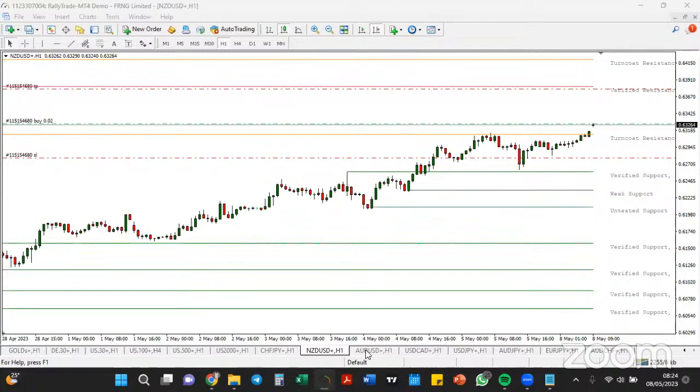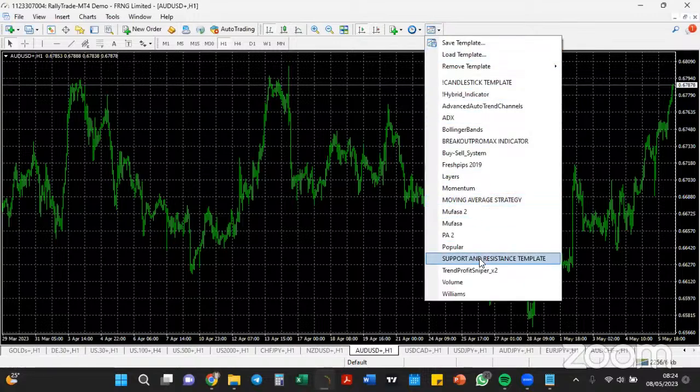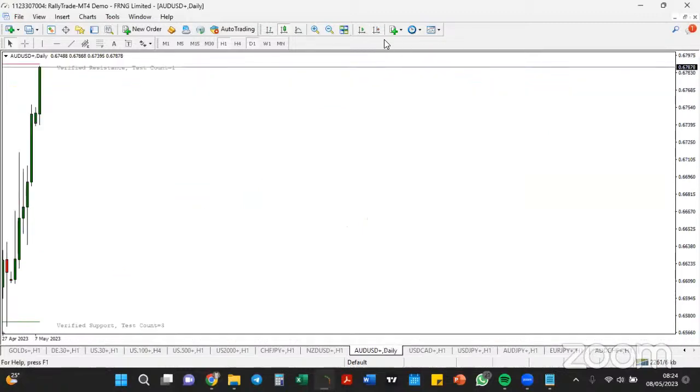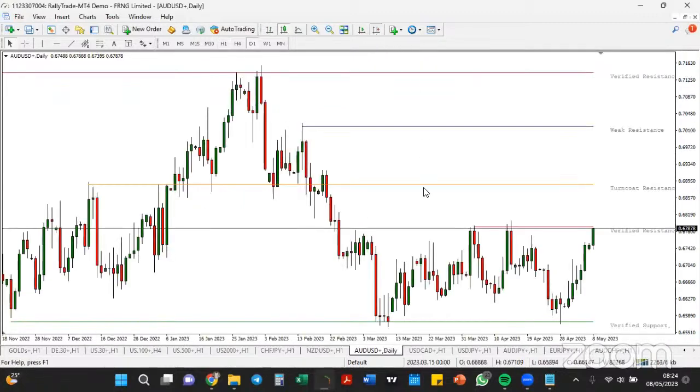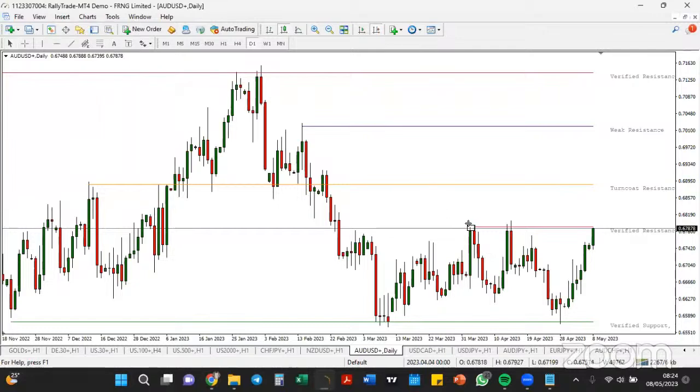Let's go on. AUD USD. I'm now on the 4th instrument. So let's start with top-down analysis, daily time frame first. On the daily time frame for AUD USD, the price has been in an uptrend and right now it has approached a resistance. On the higher time frame, it is now at a resistance.